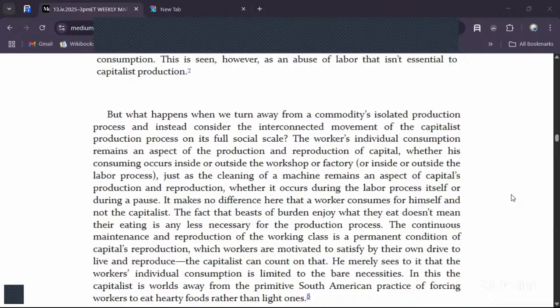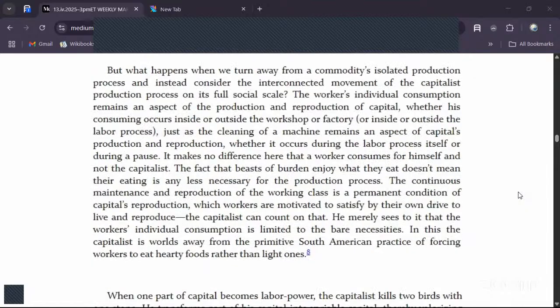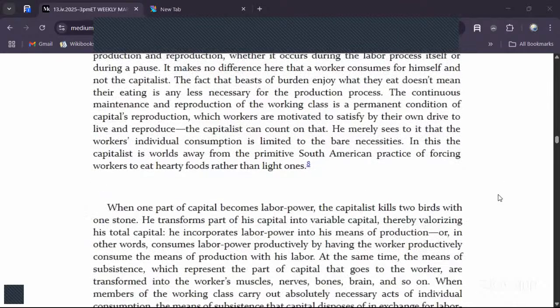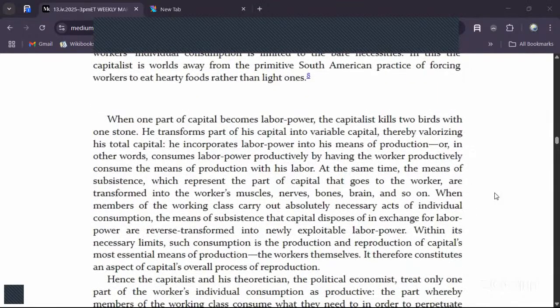The fact that beasts of burden enjoy what they eat doesn't mean their eating is any less necessary for the production process. The continuous maintenance and reproduction of the working class is a permanent condition of capital's reproduction, which workers are motivated to satisfy by their own drive to live and reproduce. The capitalist can count on that. He merely sees to it that the worker's individual consumption is limited to the bare necessities. In this, the capitalist is worlds away from the primitive South American practice of forcing workers to eat hearty foods rather than light ones.